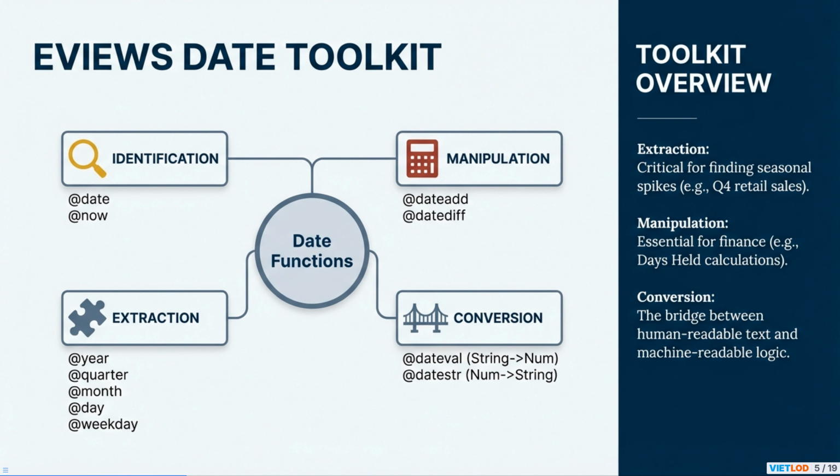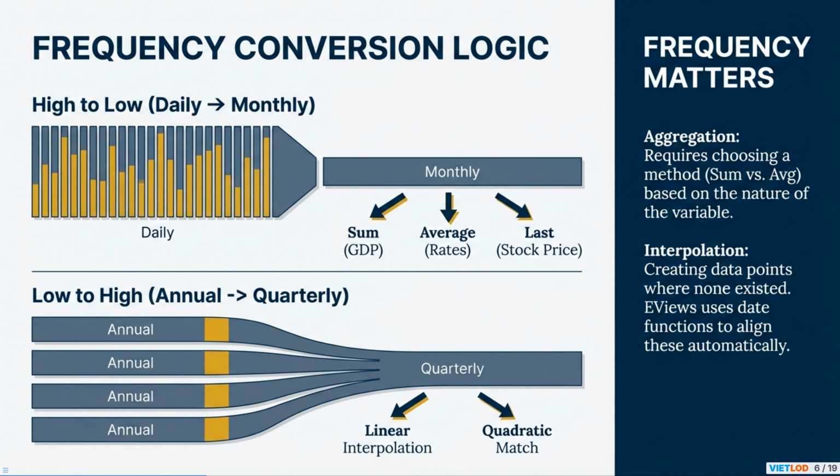Manipulation functions, including @dateAdd and @dateDiff, enable date arithmetic, which is essential for financial calculations such as days held. Finally, conversion functions like @dateVal, string to number, and @datestring, number to string, act as a bridge, transforming human-readable text into machine-readable logic, and vice versa.